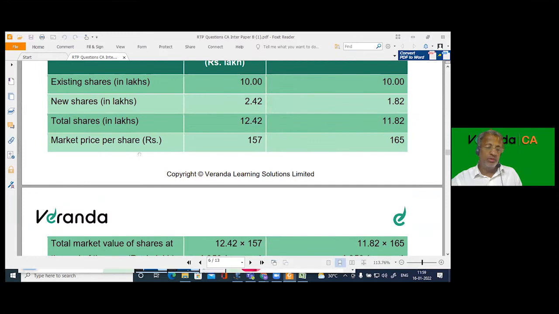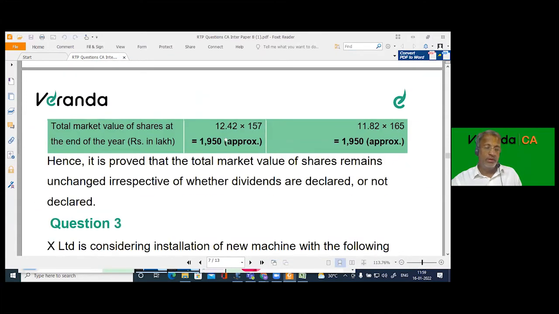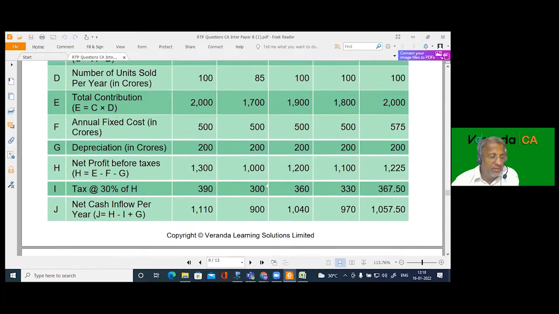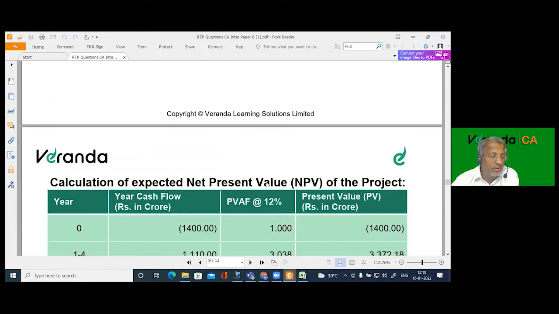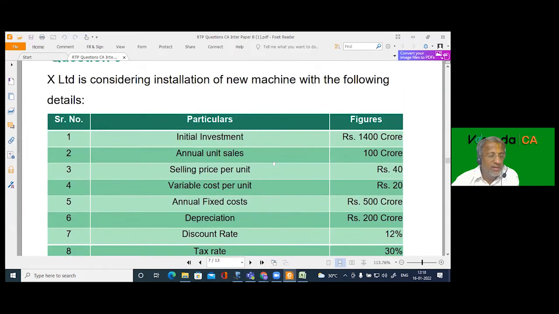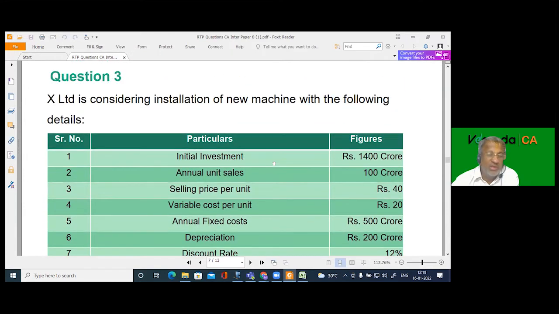How have they proved? 1950. Hence it is proved that the market value of the shares remains unchanged, irrespective of whether dividend is declared or not. That is what we have just worked out. Now the third part of the question is going to take some amount of time, more than 45 minutes to complete. Now let's just go through that.